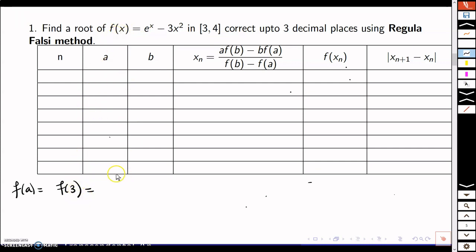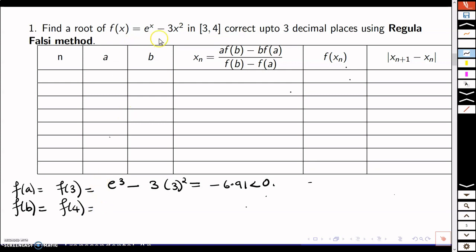When you put the value 3 in the function, you will get e cube. E is the exponential function which is available in your scientific calculators, minus 3 times 3 square. Once you compute this value, you will see that it turns out to be minus 6.91, which is negative. Okay, so that's negative. And then you find f of b as well, that's f of 4.